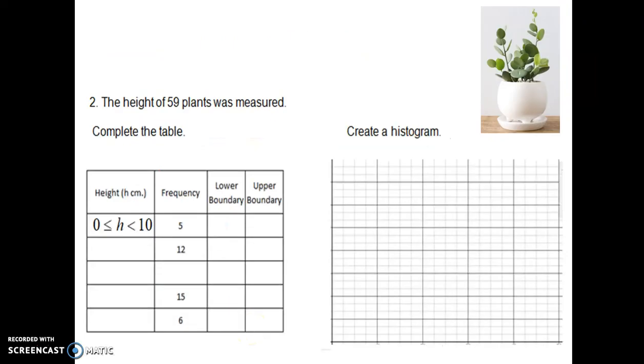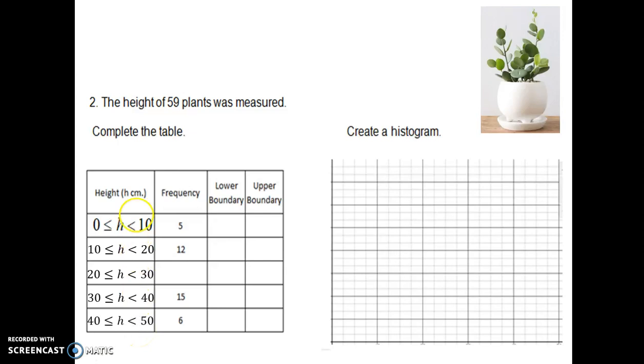All right, let's look at the next example. We have the heights of plants. 59 plants were measured. Complete the table. Let's see if you can find these ones here. What would the last one be here? So fill all these in, and then let's see what you think the last one should be.